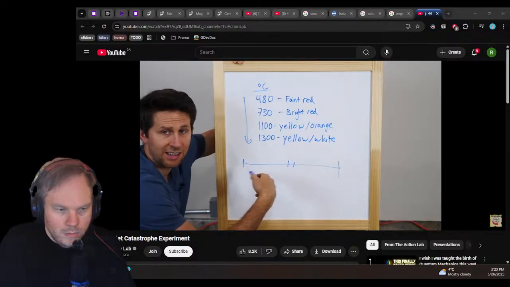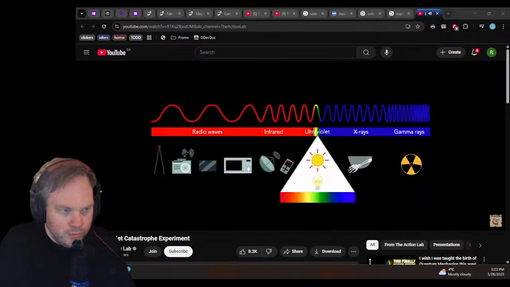If you look at the entire electromagnetic spectrum, you'll notice that visible light is not where it ends. If you keep going up in energy, after visible light, you'll get to ultraviolet light. And from there, you'll even get to X-rays and then even gamma rays.